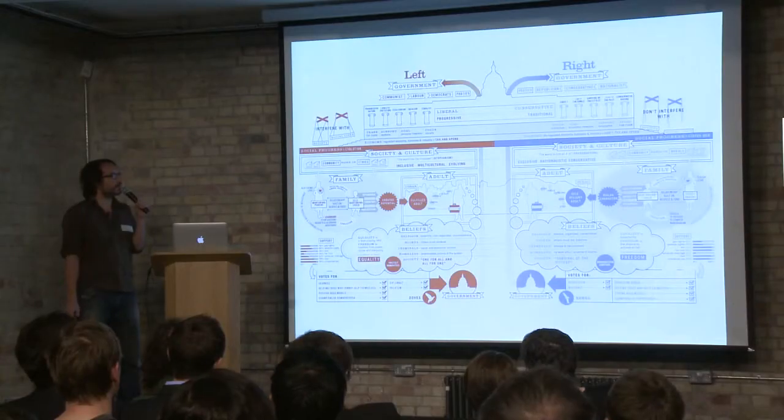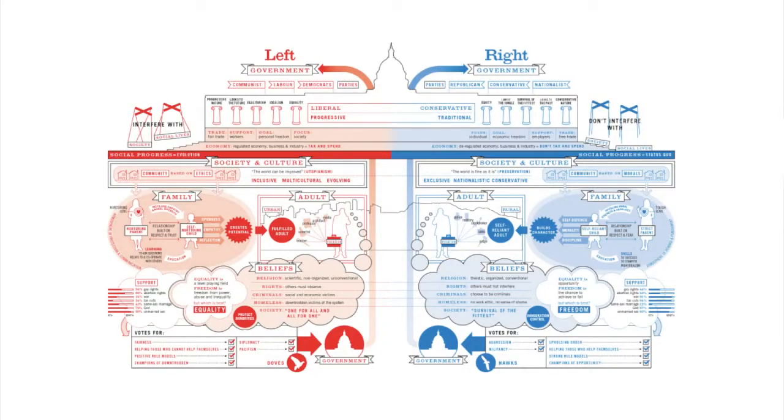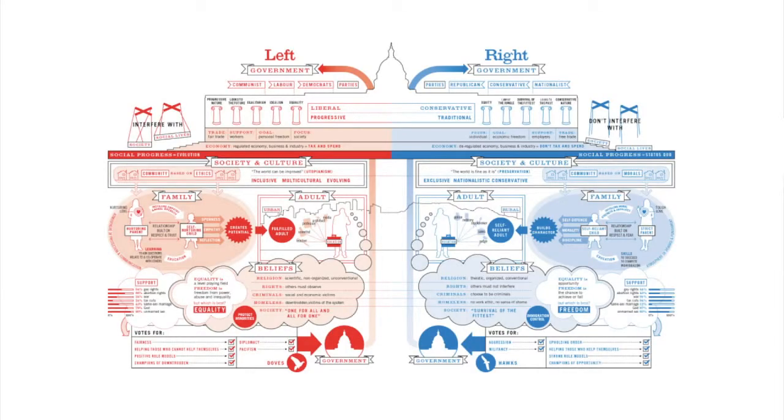Again, it was an attempt for me to understand the political spectrum and the ideas within it, and how they percolate down from government into society and culture, into the family, into individuals and their beliefs and background. It's really a concept map. It's a visualization of stuff that's essentially invisible, the concepts and ideas that we might use to frame our worldview.